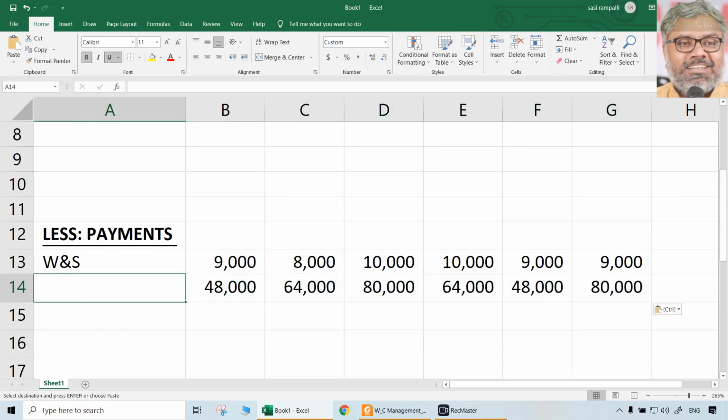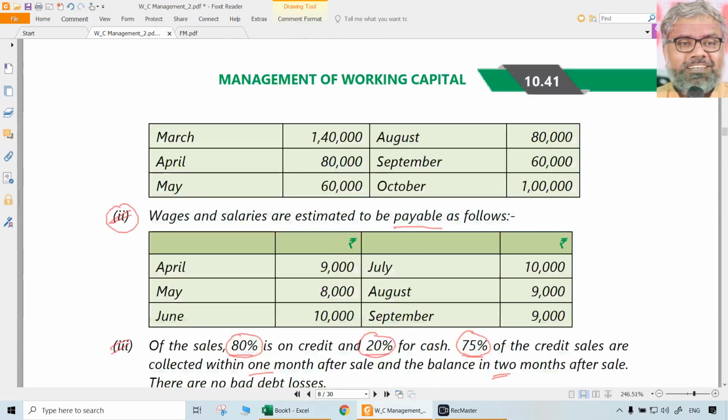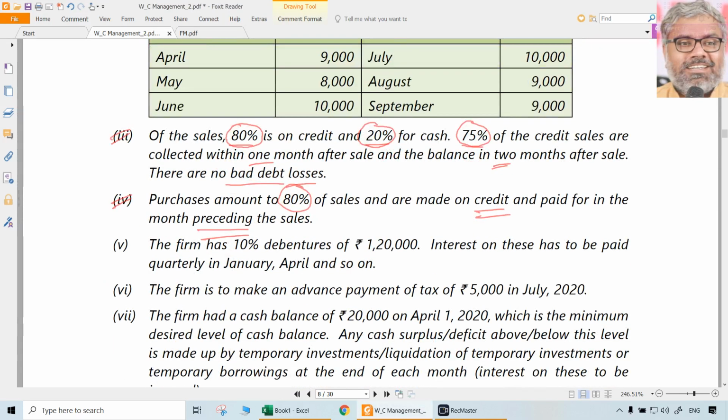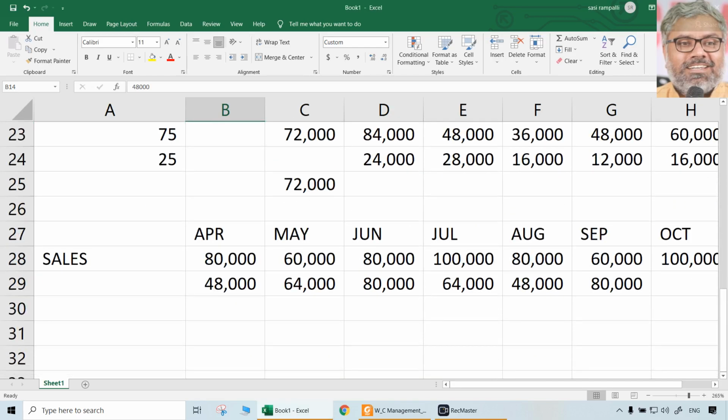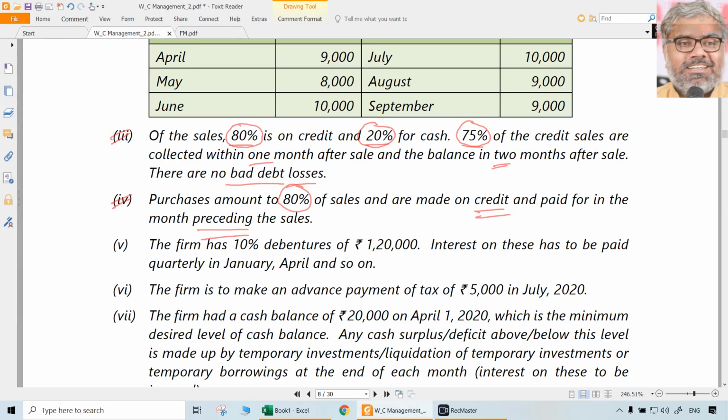How much will be the payment to suppliers, let us call it payment to suppliers. Again, 80% of sales paid for in the month preceding the sale. That's it. So 80% of April's sales would have been paid in March. That we don't need, so we don't need this at all. Starting from May, if we take the sales, 80% of May sales would have been paid in April itself, and so on and so forth. That is the payment to suppliers.